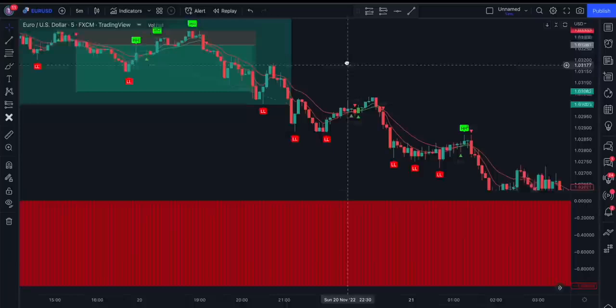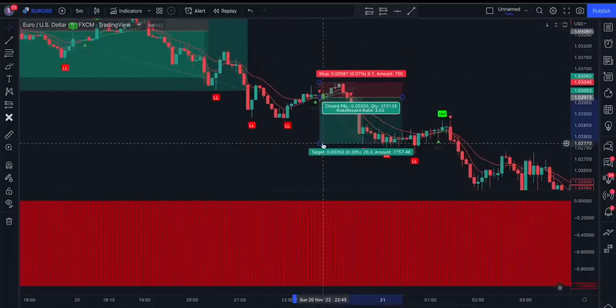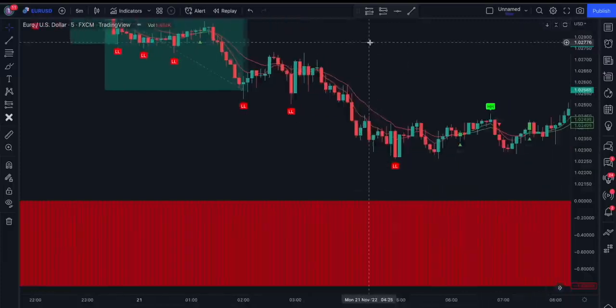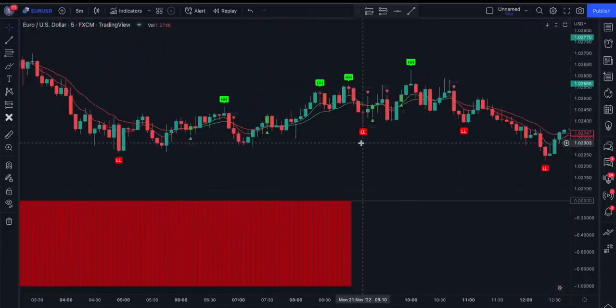As we can see, traders, this strategy works like a charm, so definitely give this indicator a try, but make sure you backtested and forward tested before trading live. Alright, now let's move on to the second indicator.